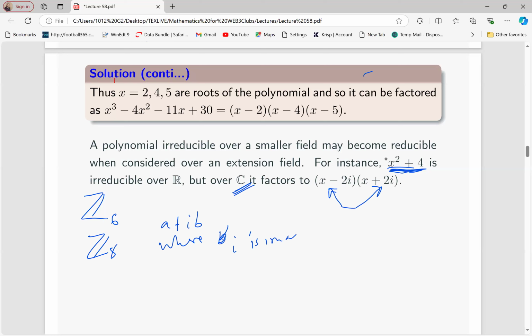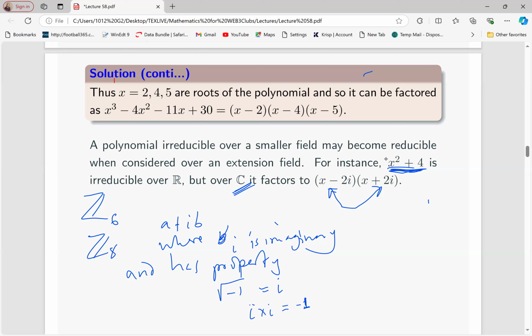I is imaginary and has the property that the square root of it is i. I squared, I times I, is -1. You know the square root of -1 is i. That's the square root of -1.